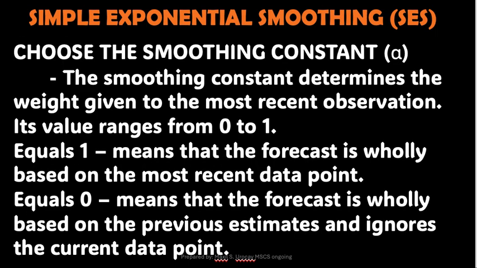First, choosing the smoothing constant, alpha, the smoothing parameter. The smoothing constant determines the weight given to the most recent observation. Its value ranges from 0 to 1. Alpha equals 1 means the forecast is wholly based on the most recent data point, and alpha equals 0 means the forecast is wholly based on the previous estimate and ignores the current data point. So typically, you choose alpha based on how much importance you want to give to recent data. A higher alpha puts more weight on recent data. A lower alpha gives more weight to the previous forecast. So that's how it works.